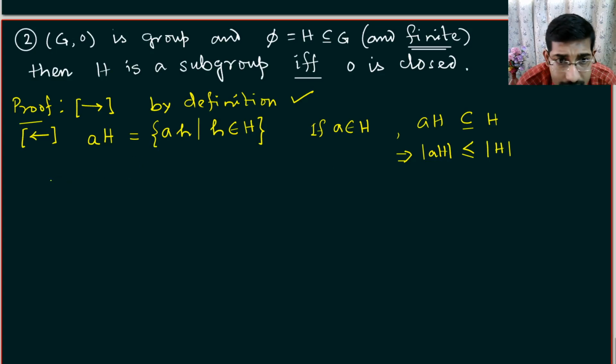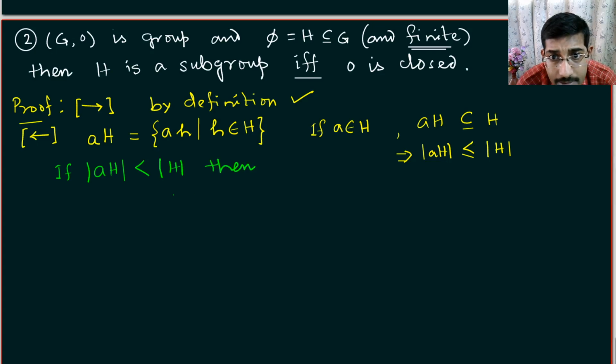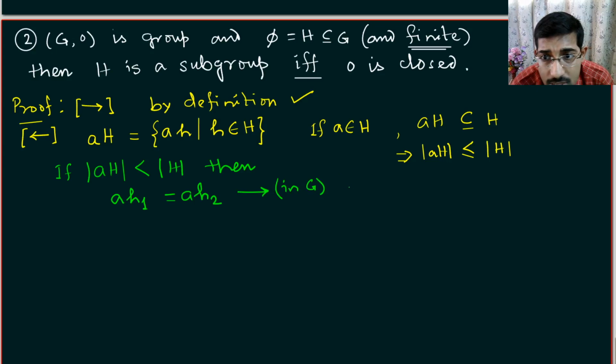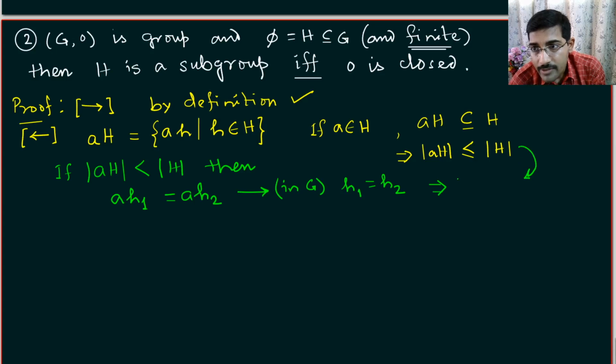My claim is that if aH has fewer elements than H, then for two different h1 and h2, I will land up with ah1 equal to ah2. But in G, all these elements are in G, so the left cancellation law will give you h1 equal to h2. Which finally means that you can only get one condition, that is aH equal to H.